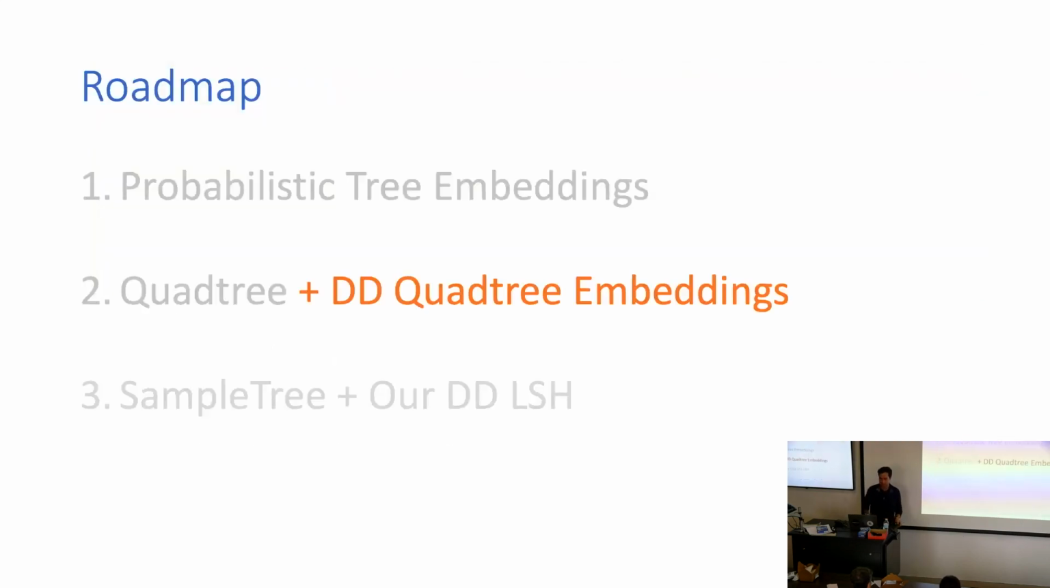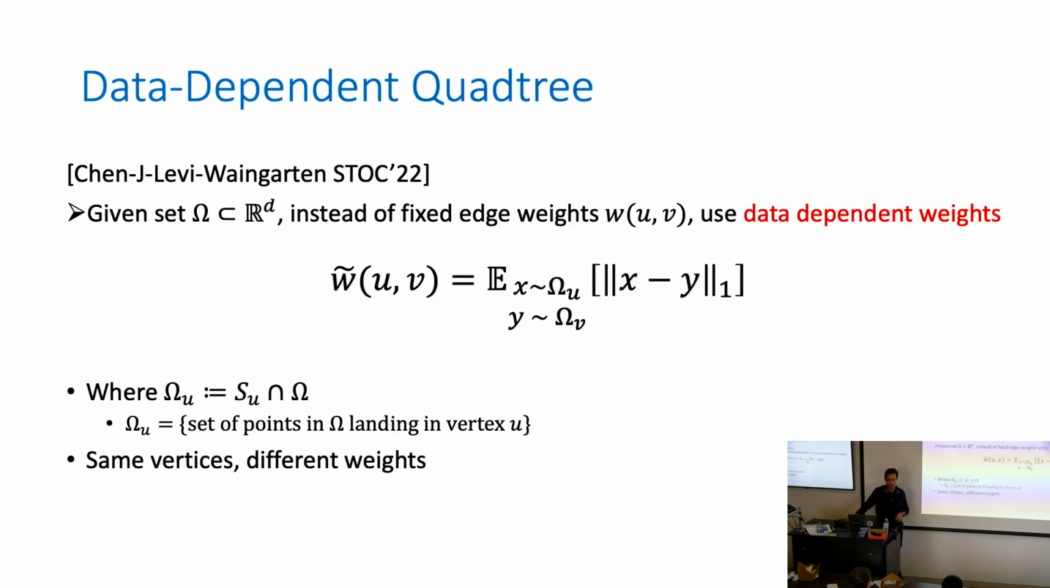So let me now tell you about the second tree embedding that I talked about. This is what I call the data-dependent quadtree embedding. And you can already sort of guess roughly what I'm going to do. I'm now going to allow the weights of the tree, the edge weights, to depend on the data set that I'm embedding. Importantly, I'm going to generate the exact same recursion tree. The vertices of the tree are unchanged, so they correspond to the exact same partitions of space. But now I'm going to fix some data set omega, and my embedding is only going to be defined on points in that set omega from R^d.